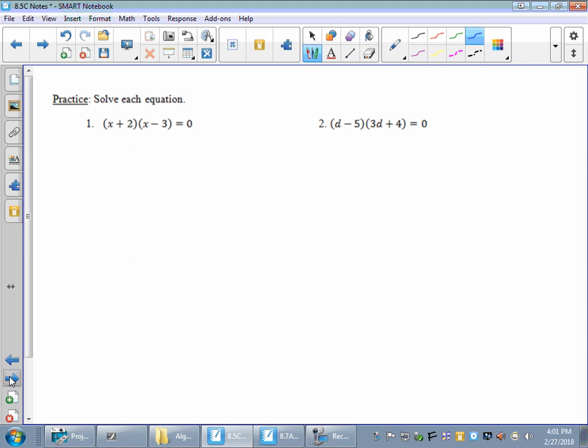Number 2, is it set equal to 0? Yep, set equal to 0. Is it factored all the way? Do I have my parentheses? Yep, got my parentheses. They're right here. That means I can go ahead and jump all the way to number 3 on our list. Set each factor equal to 0. Each set of parentheses is called a factor. So I can say d minus 5 equals 0, and 3d plus 4 equals 0.